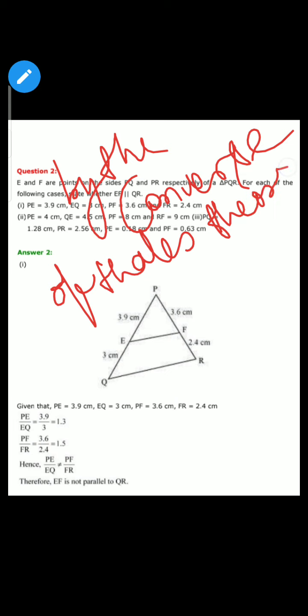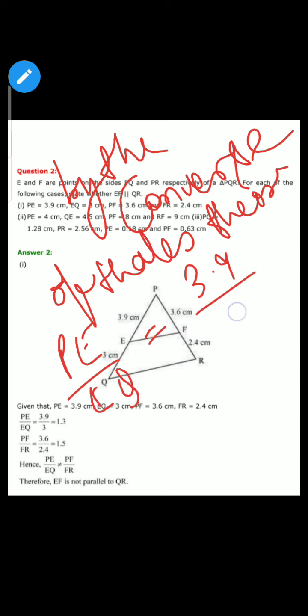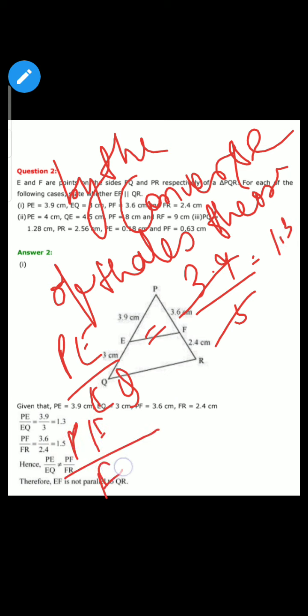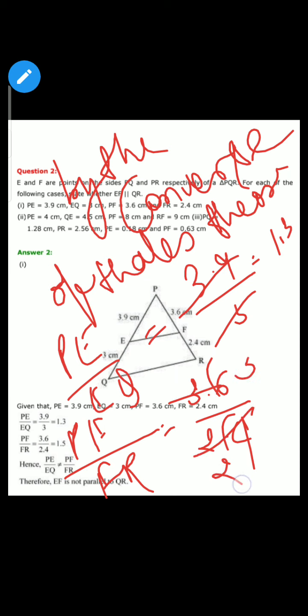By the converse of Thales' theorem, you will get what, students? First we will find out PE upon EQ. That is written here as 3.9 upon 3. Means that will be what, student? 1.3. Okay. Again you will do what? PF upon FR. PF upon FR means what? 3.6 upon 2.4. Decimal will be removed, student. 12 3s are 36, 12 2s are 24. Then after that, 1.5. Okay.